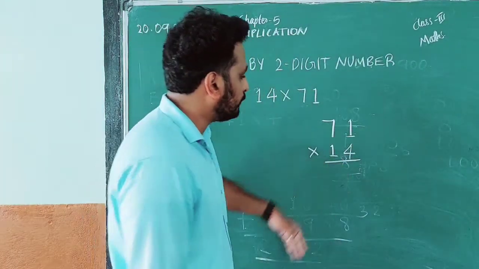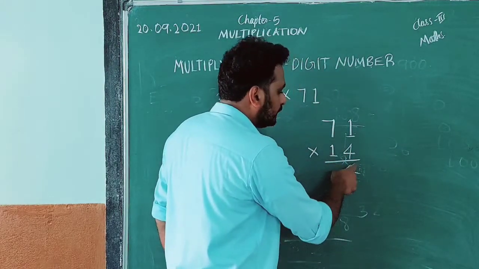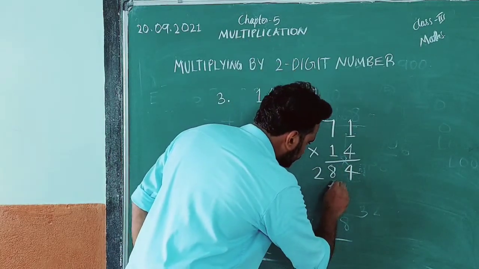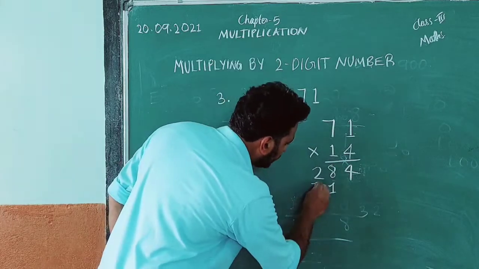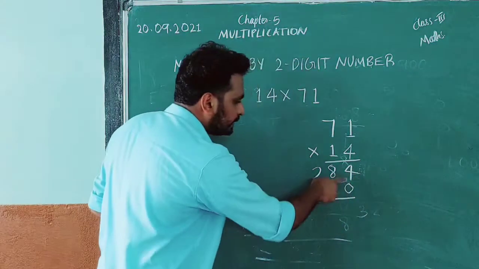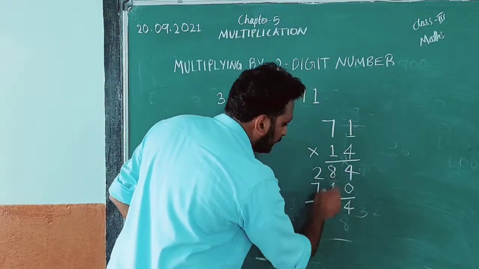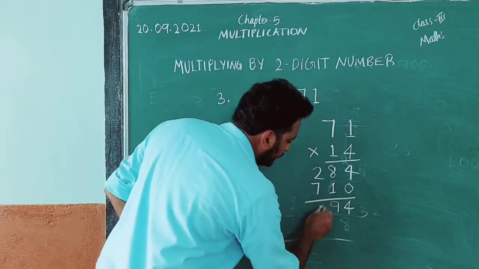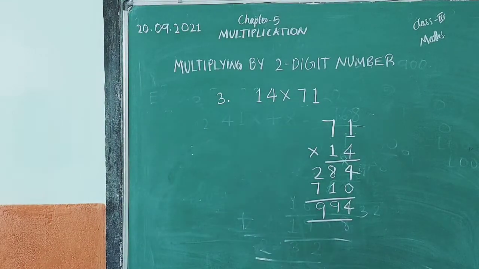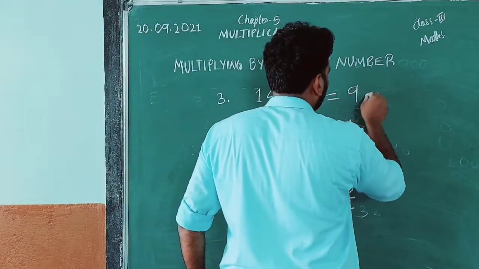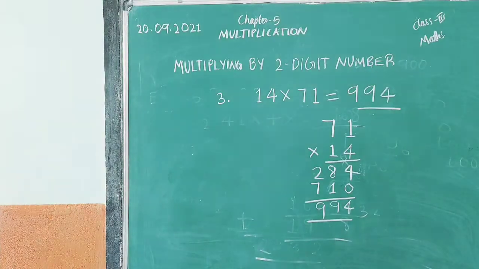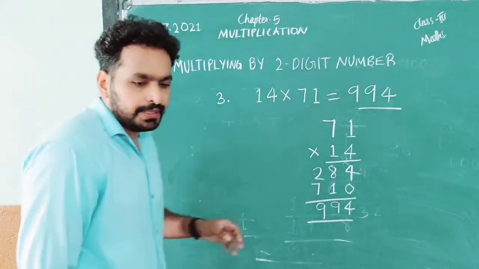So once 4 is 4, 7 fours are 28, then 1 ones are 1, then 7 ones are 7. Okay, you can write 0 here. 4, then addition: 4 plus 0 is 4, 8 plus 1 is 9, 2 plus 7 is 9. 994. So the product is 994. Understood? So students, there are some questions remaining.